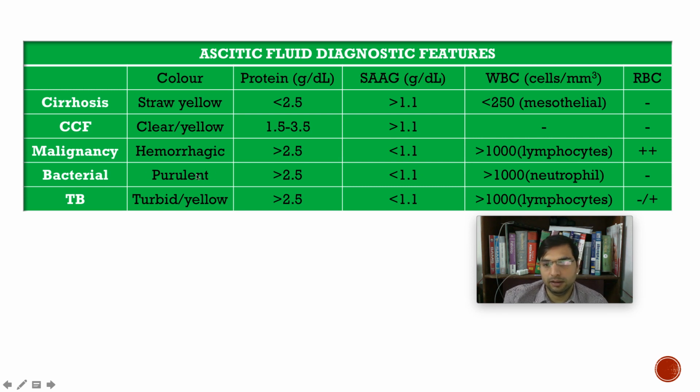Similarly, if it is bacterial, the color will be purulent, like the color of pus, dark yellow, and proteins will be greater than 2.5, SAAG will be less than 1.1, WBCs will be greater than 1000, in huge amount, and RBCs will be absent, because in bacterial there will be more WBCs, right? Similarly in tuberculosis, there will be more WBCs, proteins will be greater than 2.5, the SAAG score will be less than 1.1, and the color will be turbid or yellow. So based on the ascitic fluid lab values and the color, we can suspect or diagnose the cause.